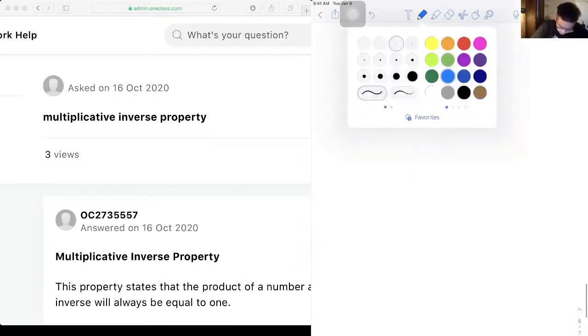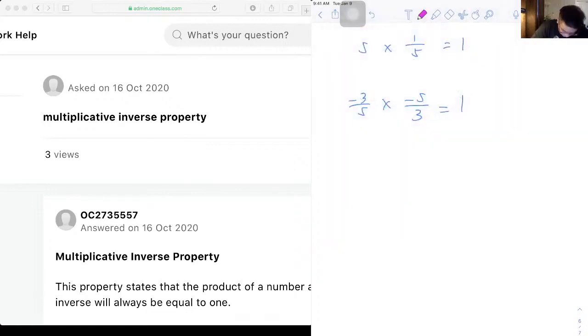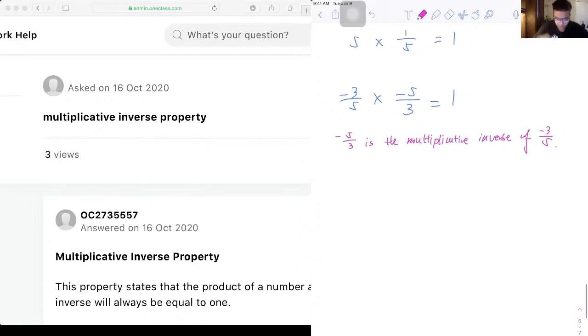Okay, let me just write this down here. So is the multiplicative inverse of root 3 over 5. Okay.